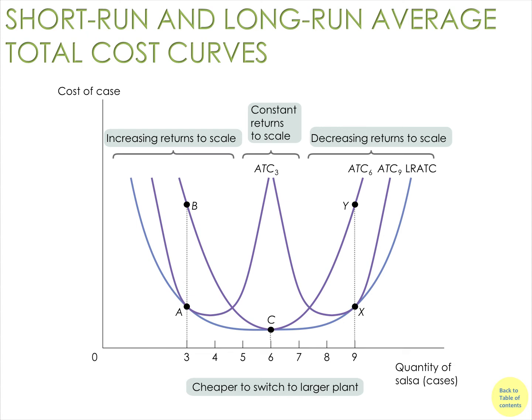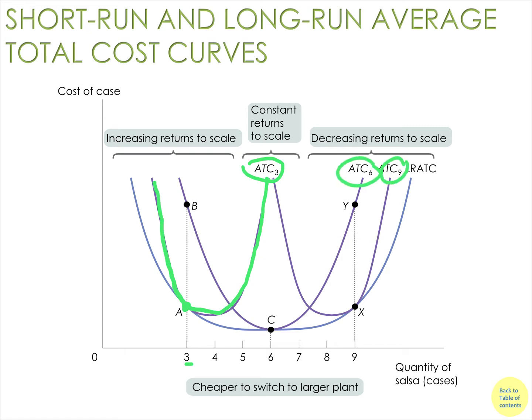But first, let's look at how it graphs. So let's say we start at point A, we're making 3 units of output, and you decide you want to produce more. Should you get a bigger plant size or not? Well, this first little U shape here is the average total cost curve for plant size 3. So a smallish size. We also have them for 6 and 9.